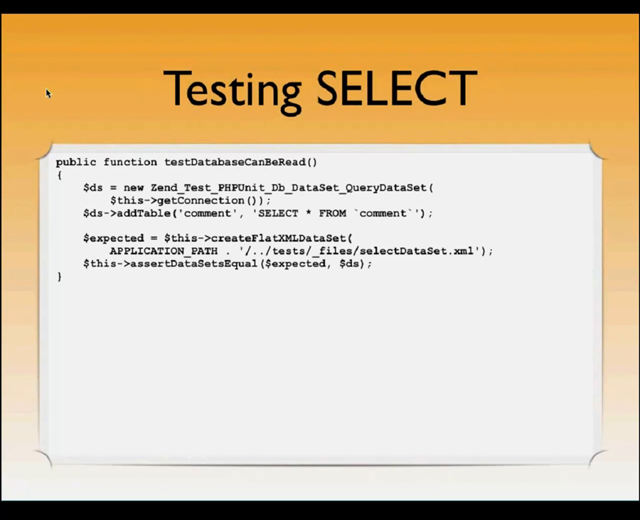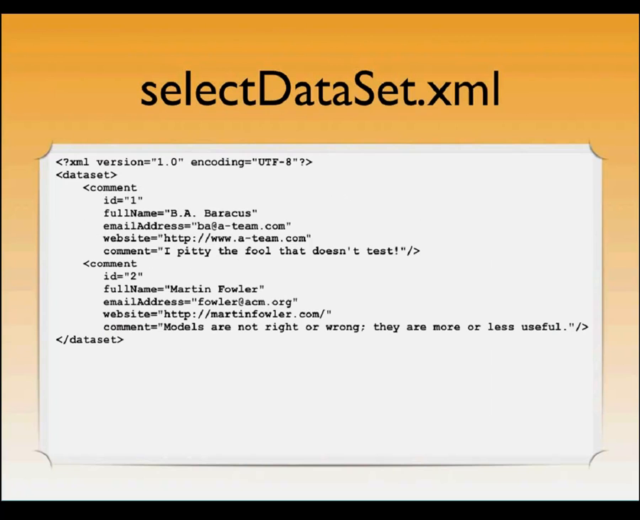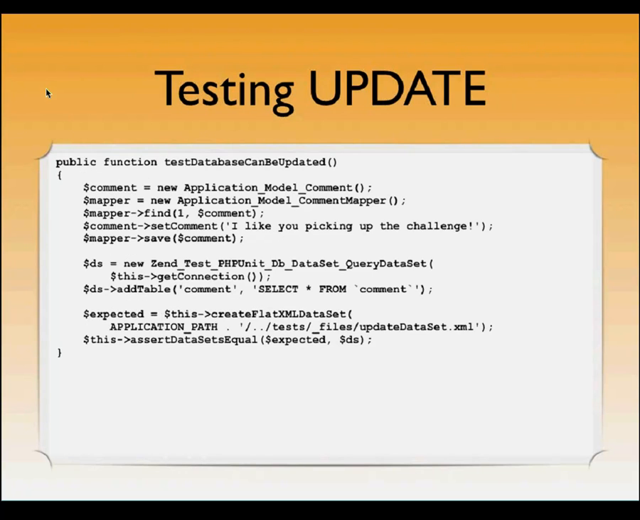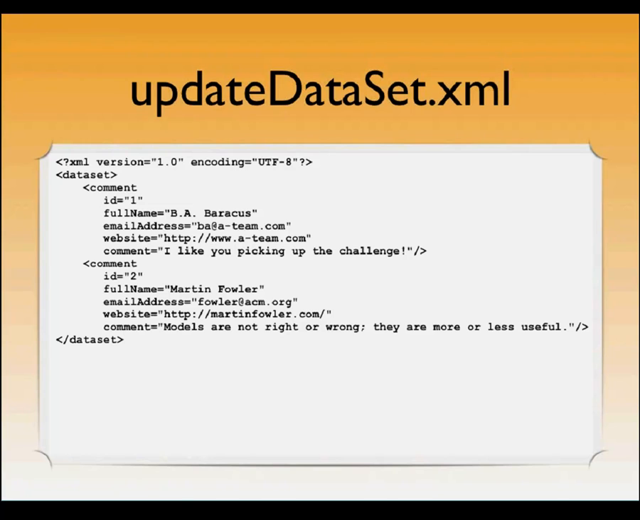Selecting tests is just loading an expected dataset after a select statement on your mock object with the same rows. Update. What I do is I change the comment on the first element, and I load the expected dataset, which is still two rows, but the comment of the first one is different.